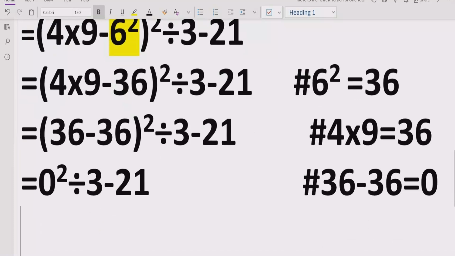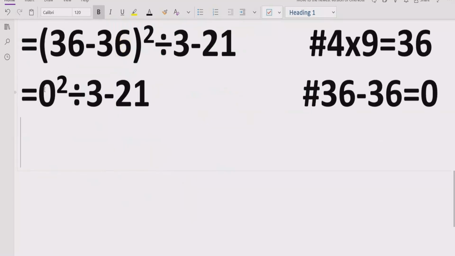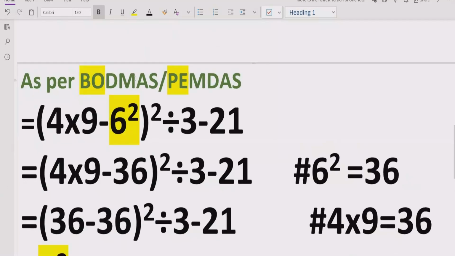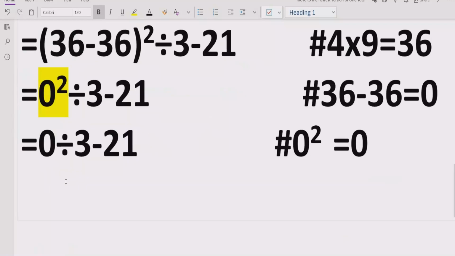Now we have again a number which has the power. So we will solve this one. 0 raised to power 2 means 0 multiplied by 0, and it becomes 0 divided by 3 minus 21. So here we have equals to. Now we have solved the exponent part. Also we have here division and multiplication, so we have to solve this one. So we have to go left to right and find out which is coming first.